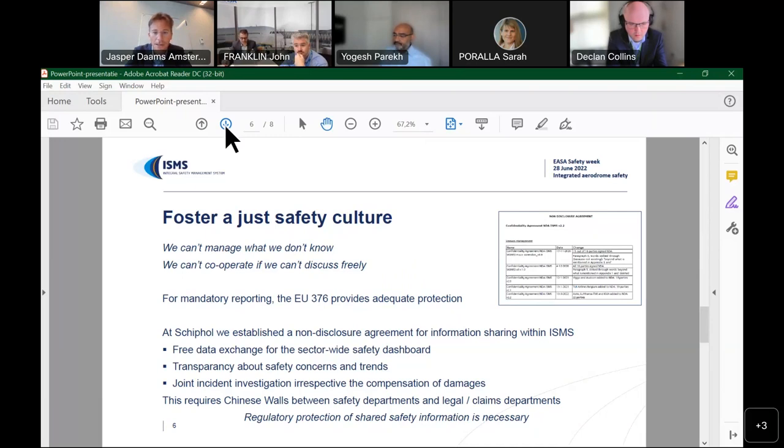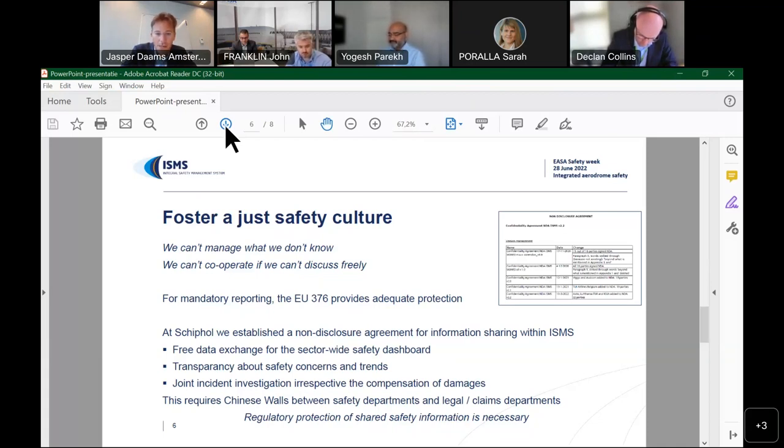For example, we do joint incident investigations, where the organizations involved with an incident or an accident jointly investigate what happened and make recommendations. And for example, if the accident involves damage to an aircraft caused by a ground handler, and you want to have the airline and the aerodrome and the ground handler doing the joint investigation, you need to create the safe space that the information shared is not used for claims, for example. So we established that with a non-disclosure agreement, where we say that this information can only be used for safety purposes. And this requires the participating organizations to build what we call Chinese walls between their safety department and the legal department.